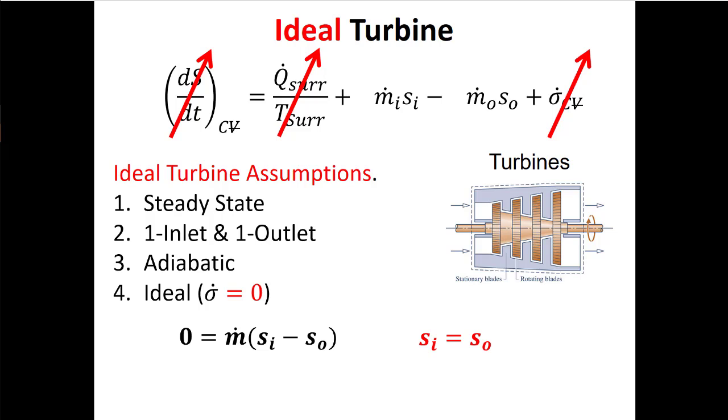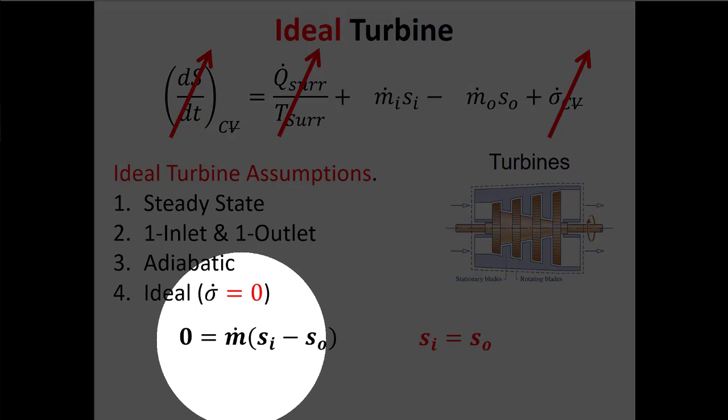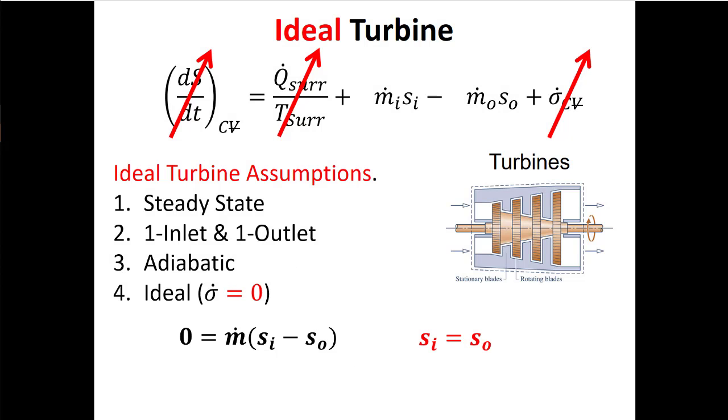Now, if I divide both sides by the mass flow rate, because this system's only interesting if there's a mass flow rate going through my turbine, so if mass flow rate is not 0, then delta S must be 0. So S in must be equal to S out.